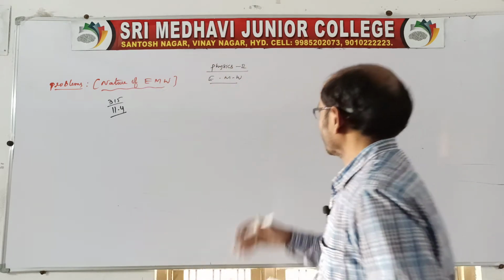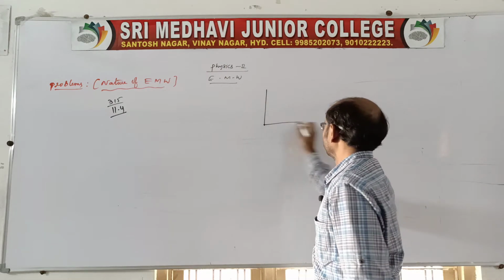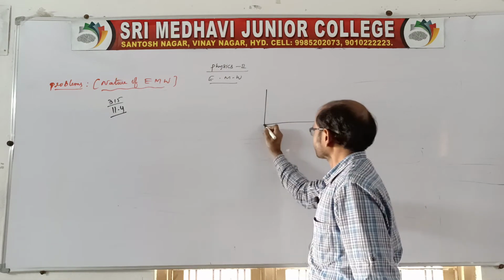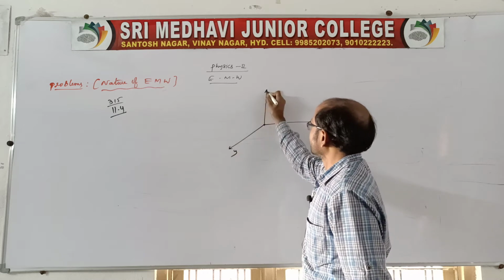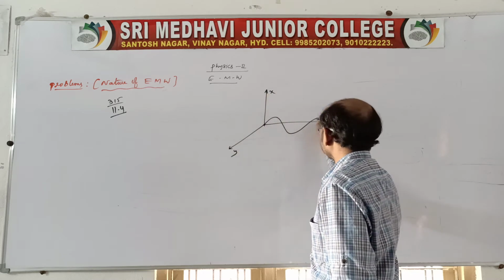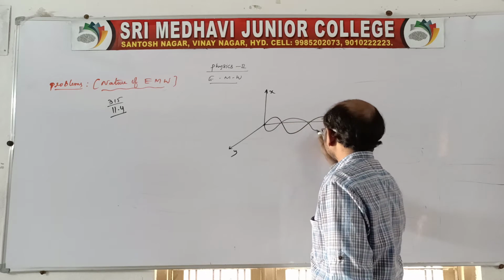That means, as I told you very clearly in the last class, this is the z direction, this is y, and this is x. There will be the electric field vector, and the other one is the magnetic field vector.